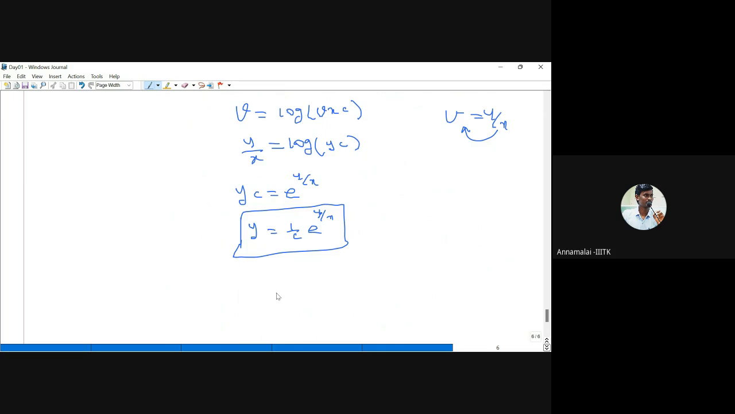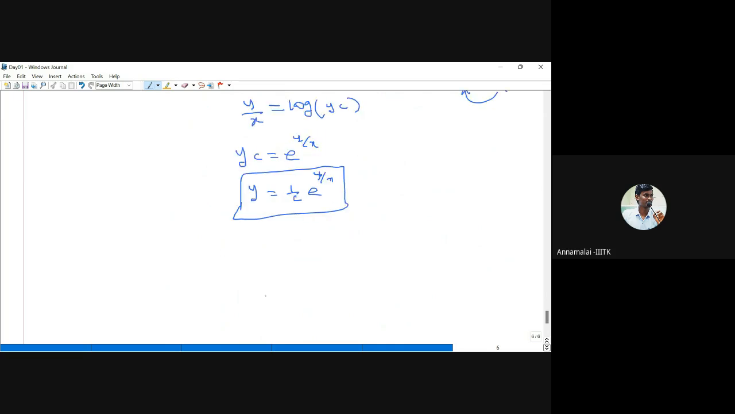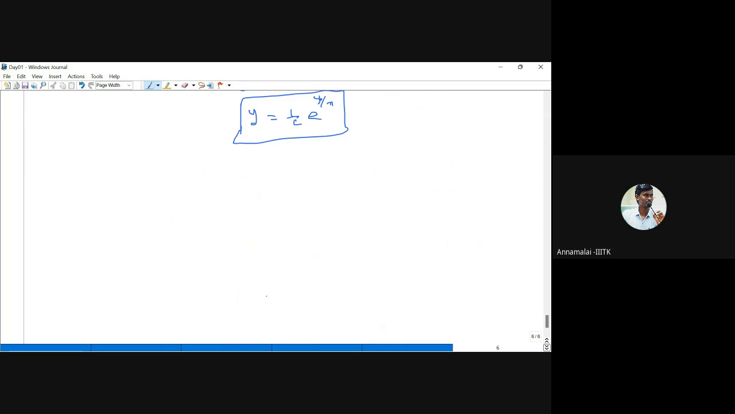Now, for the general method, I can write the general first order linear differential equation. What is the solution of that? So the next one is the first order linear differential equation. Solution of this one.